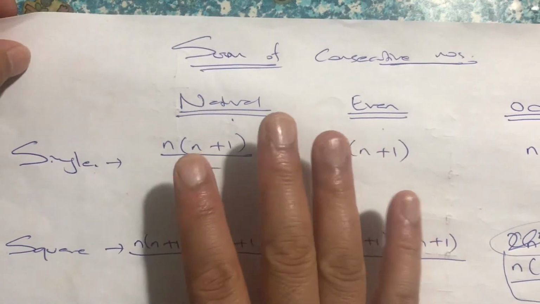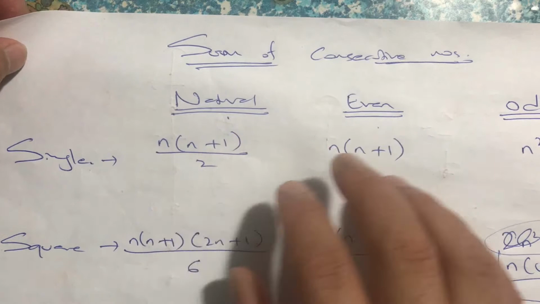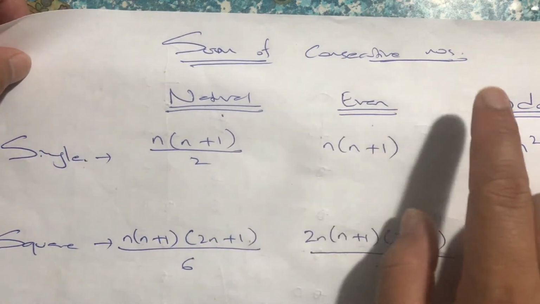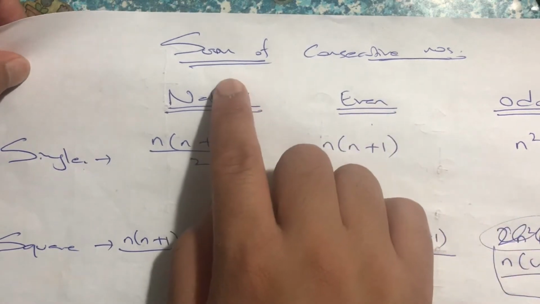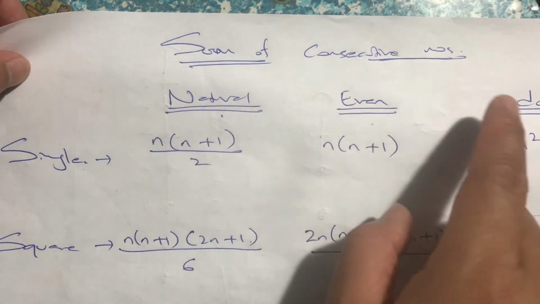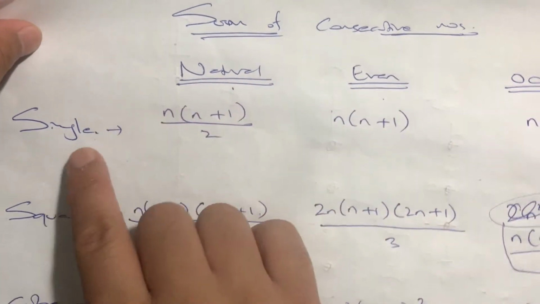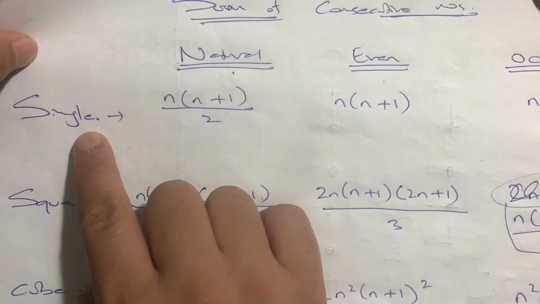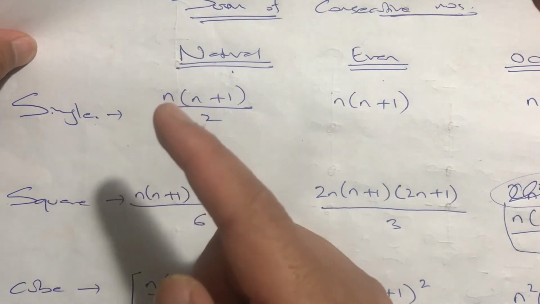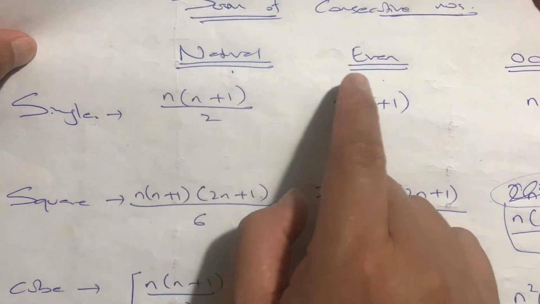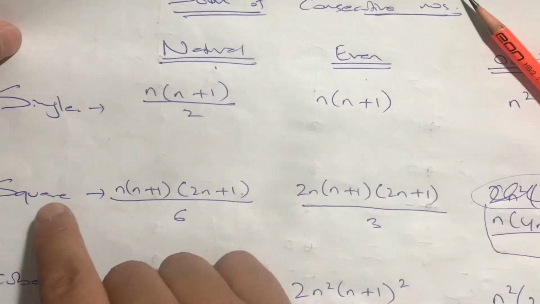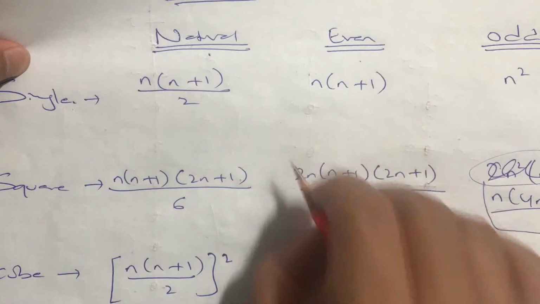So now when you look at the tutorial, I have shown you the formulas of your sum of consecutive numbers. Sometimes it could be natural numbers, even numbers, or odd numbers, and the natural numbers could have no power. Single means without any power. Square means the natural numbers will have powers like 1 square, 2 square, 3 square. If it's even, it'll have 2 square, 4 square, 6 square, like that. And if it's odd, it'll have 1 square, 3 square, 5 square.